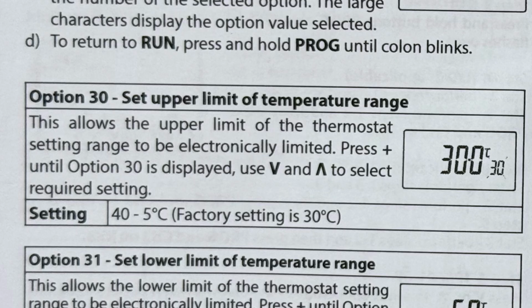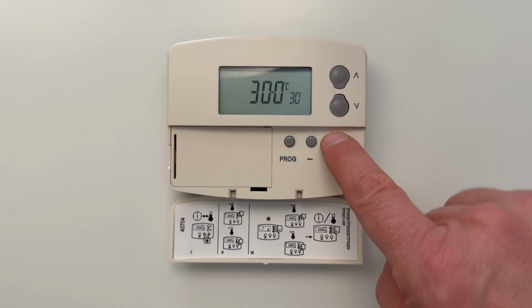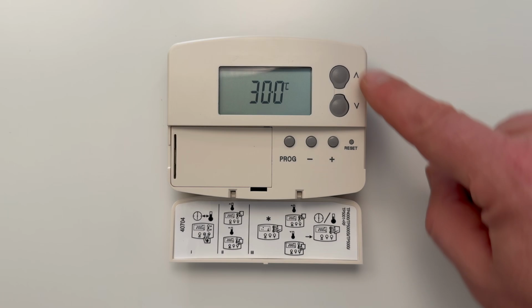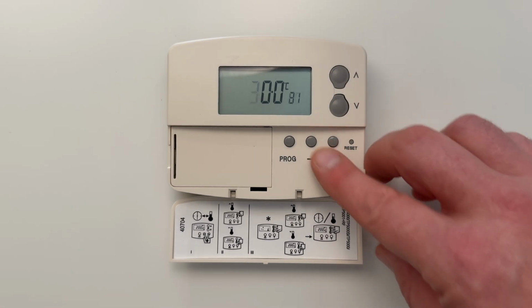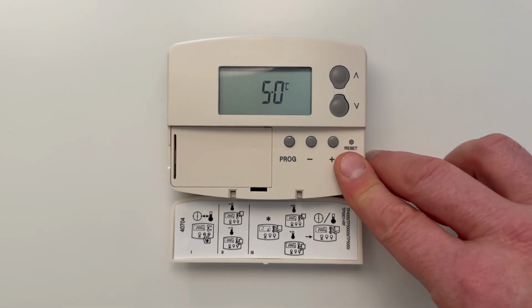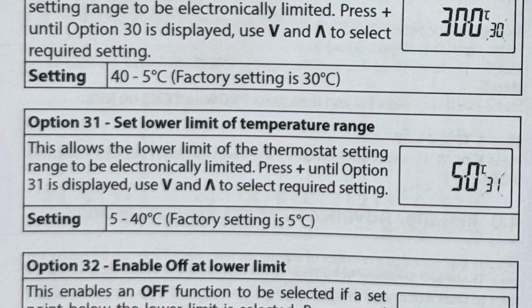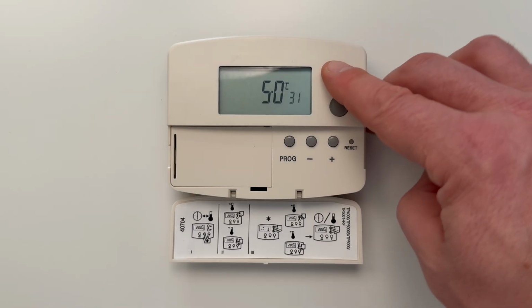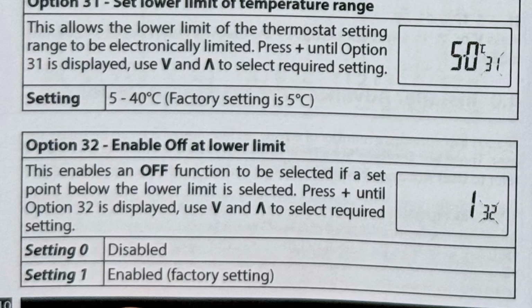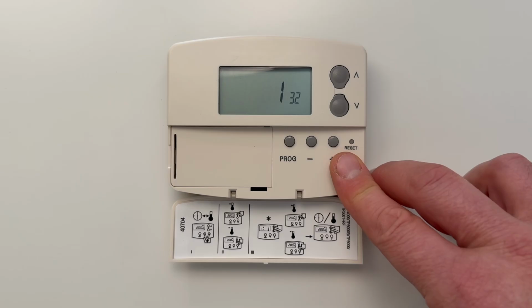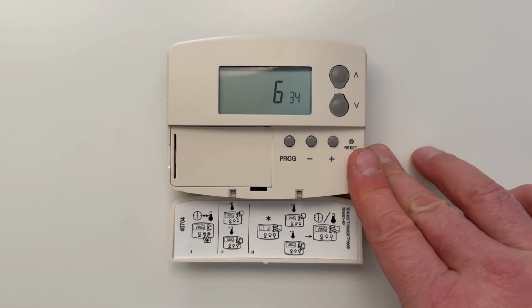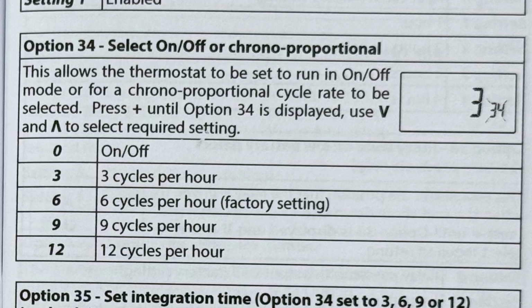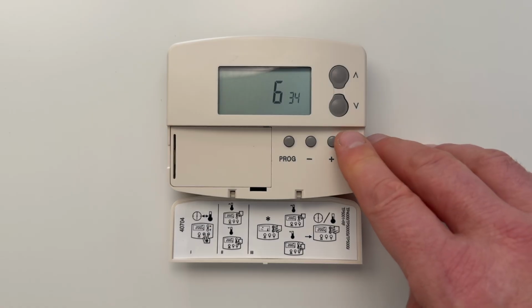I can jump between those options by pushing plus and minus, and here I can have some settings. Okay, so I jump to another one. Option 31 is for setting the lower limit for the temperature range. Option 32 enables off at a lower limit. Option 33 enables on at the upper limit. Option 34 is selecting on/off or chrono proportional control.